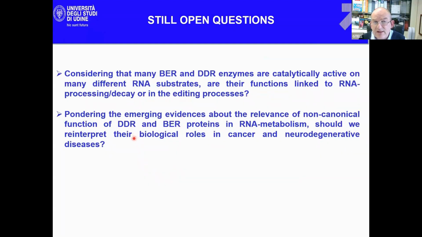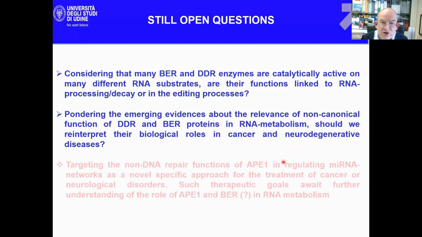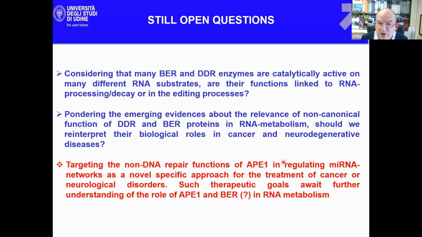And with our studies, one still open question is to ponder the emerging evidence about the relevance of this non-canonical function of DDR and BER enzymes in RNA biology, because in this way, we think we should reinterpret their biological roles in cancer and neurodegenerative diseases. And we believe that this new function will help us in the development of new, more specific inhibitors of these functions, which are altered in tumors, but maybe could be altered also in other neurodegenerative diseases, because we think that in this way we could develop these specific inhibitors for more proper therapeutic goals based on these more specific functions.